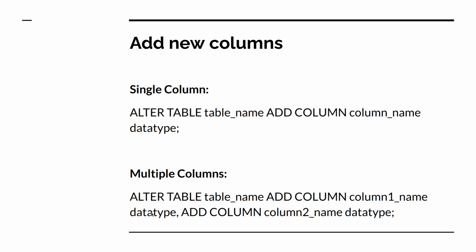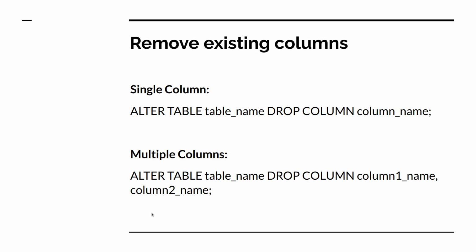Similarly, you can see the syntax of removing an existing column or multiple columns as well. Here you need to notice one thing: when you want to remove an existing column, you do not need to mention the column type, only the column name will work. So alter table, table name, and then you need to use the drop column command. If you want to remove multiple columns, then you use alter table, table name, drop column, column name, and then drop column, column name.